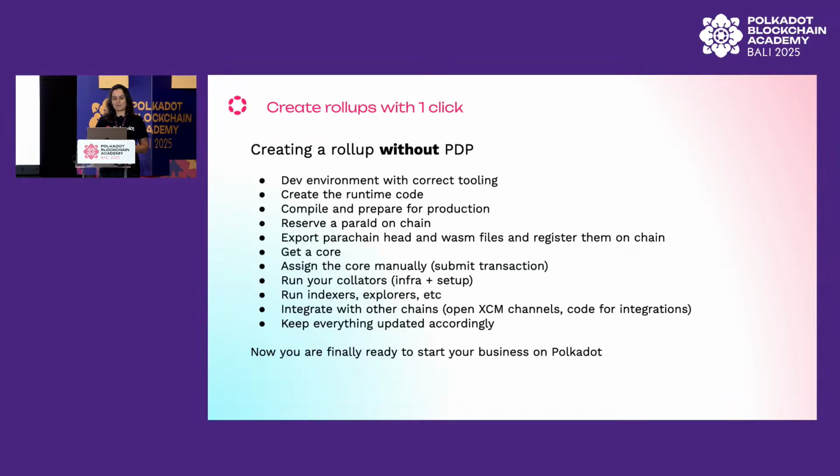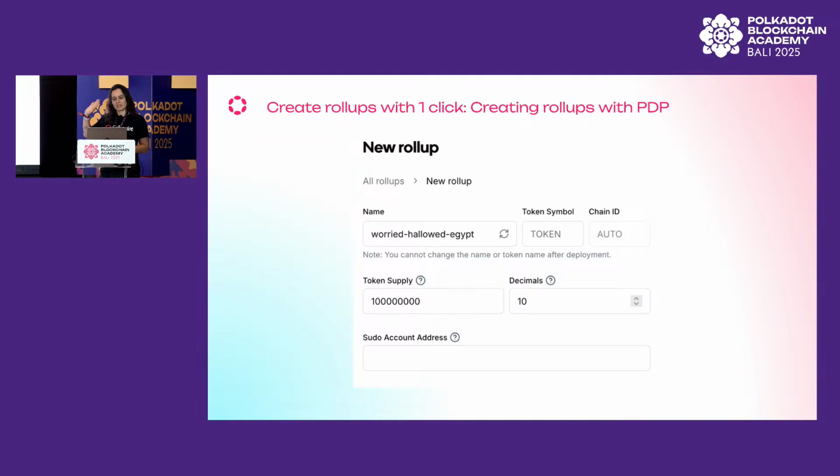And I'm going to give you a small screenshot preview of how to do this, and then I'm going to give you a live demo at the end. And with PDP, you can create with one click. So you would first fill out some of your chain specifications. You would put in a token symbol, token supply, decimals, and the pseudo account address that will have, not magic, admin powers over your chain.